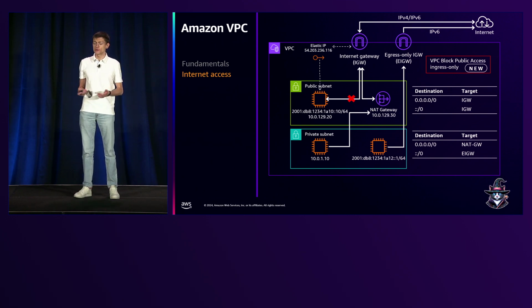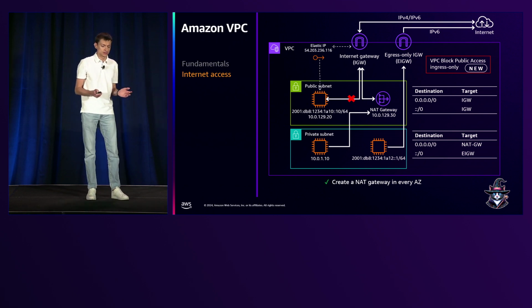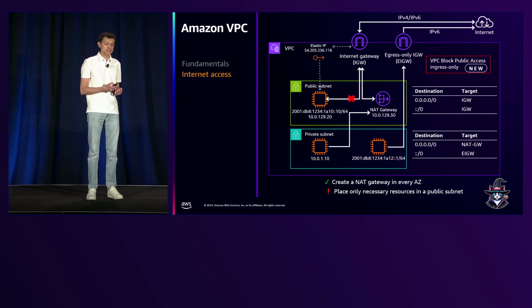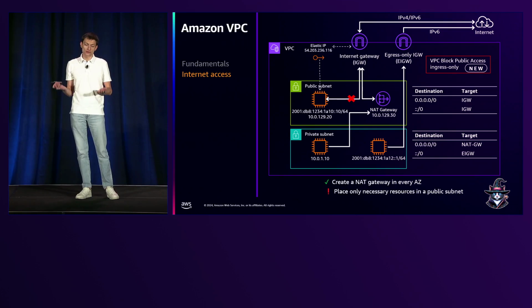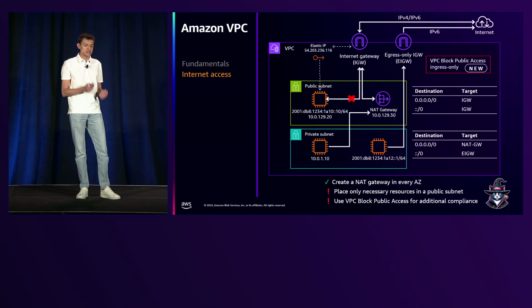A couple of tips for you. We do recommend creating a NAT gateway in every single availability zone. You would want to prefer using private subnets and place most of your resources in the private subnets and put only necessary resources in the public subnets, such as internet-facing load balancers or NAT gateway. And lastly, you would want to use VPC Block Public Access for additional compliance.